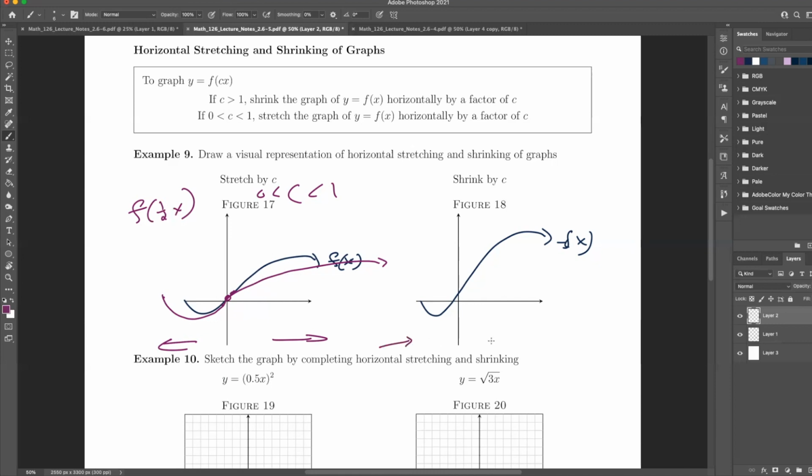Now when we shrink it, it's like I have a car that goes way faster, right? This is when C is greater than 1. So the car is just faster in this case. If I have something like 3x, when x is 1, the function already thinks it's 3. When x is 3, it already thinks it's 9. And so it just goes through the function faster.